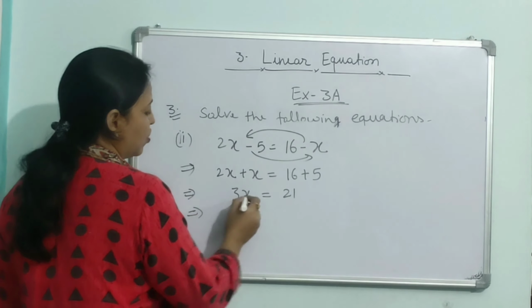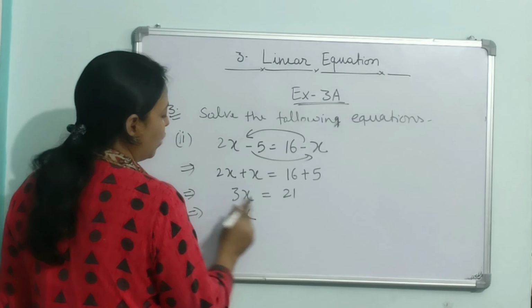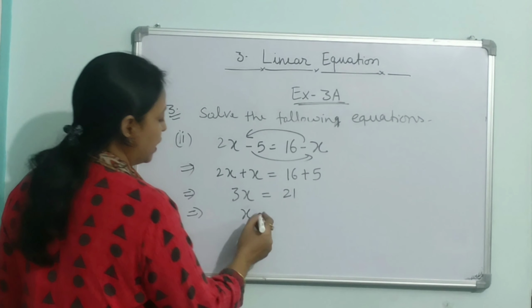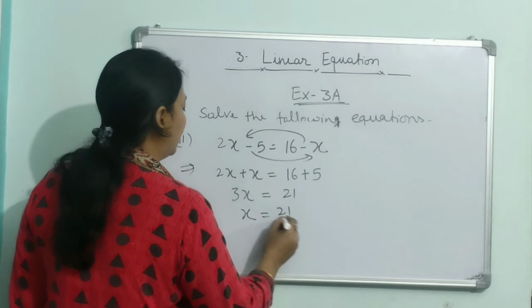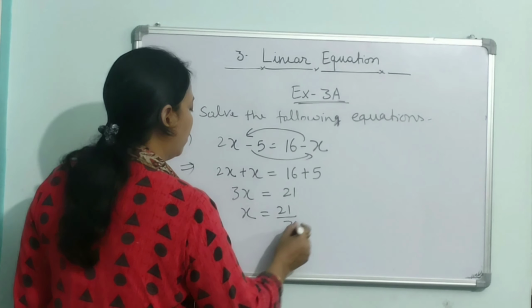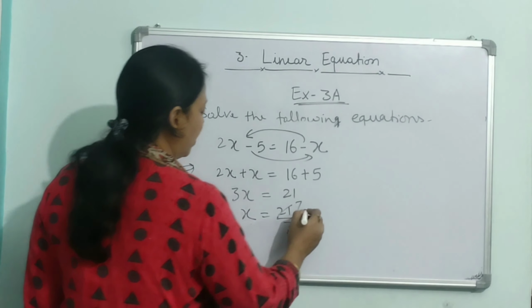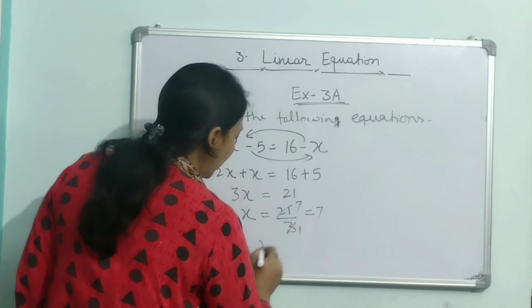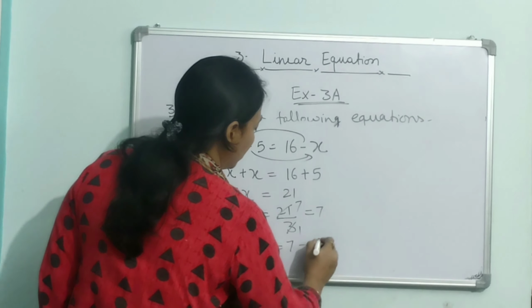Now this is 3 into x. 3 into x, so you will transfer this 3 on the other side, it will come in division. 21 by 3. 3 ones are 3, 3 sevens are 21. 7. It means x is equal to 7. This is your answer.